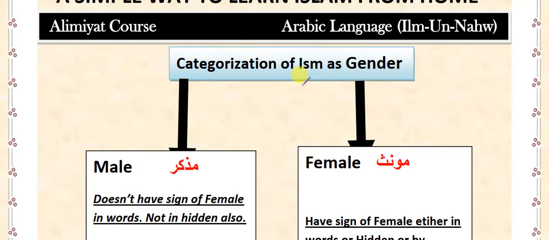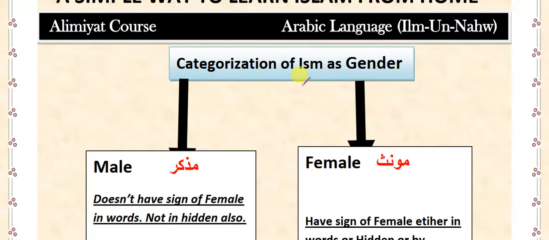There are some ism in the Arabic language which are used as male, and there are some ism which are used as female. So it is very important for us to know which word is used as male and which ism is used as female.